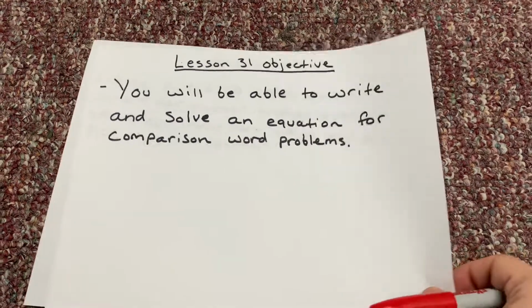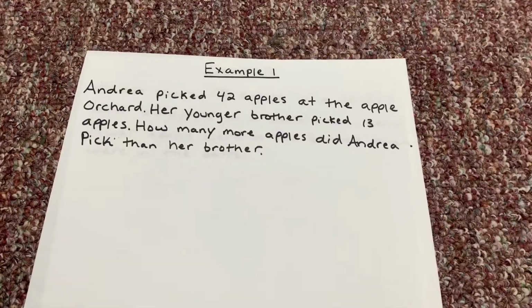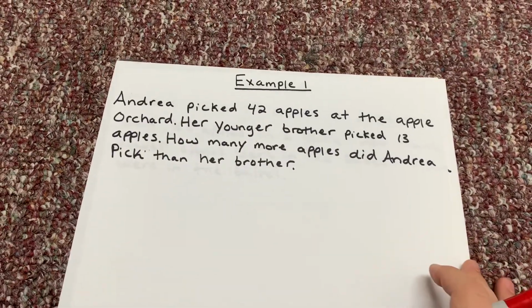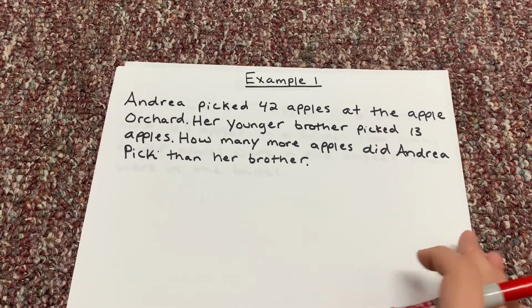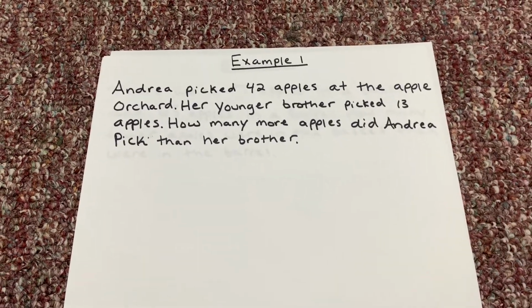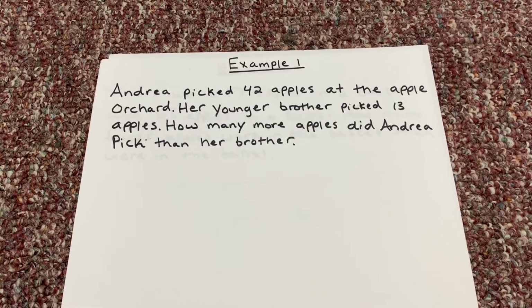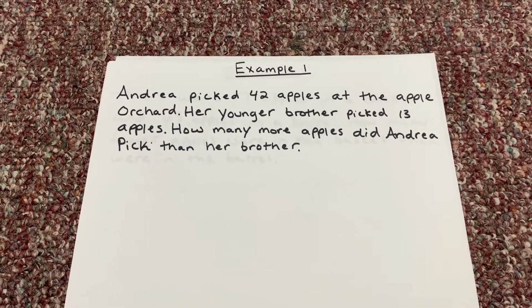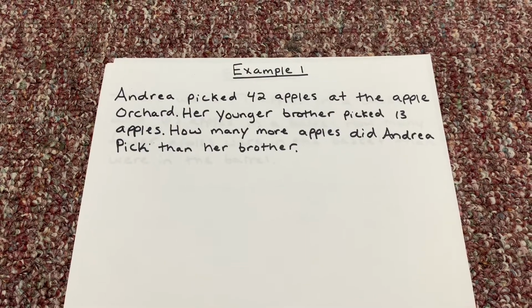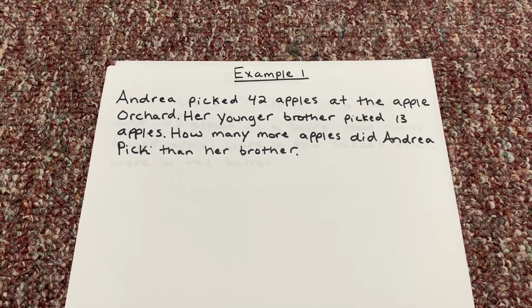So the first example we're going to look at today, dealing with comparison word problems, finding the difference, is example 1. It says, Andrea picked 42 apples at the apple orchard. Her younger brother picked 13 apples. How many more apples did Andrea pick than her brother?